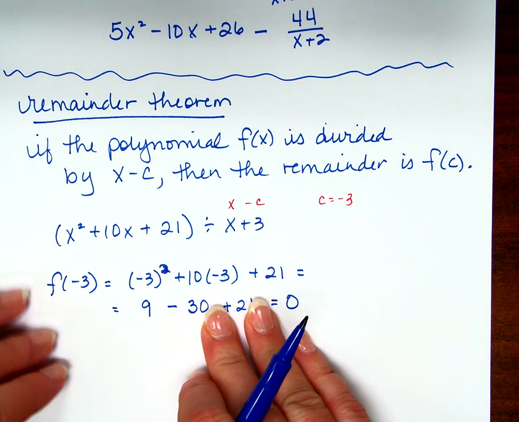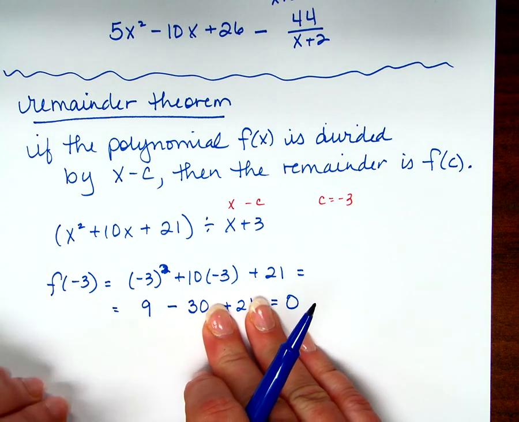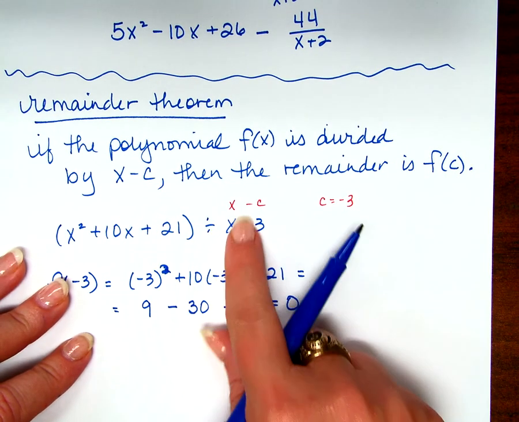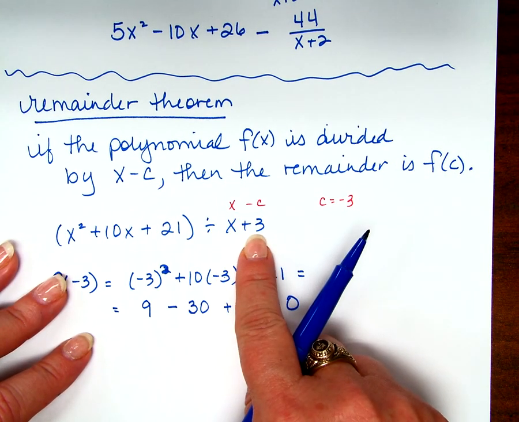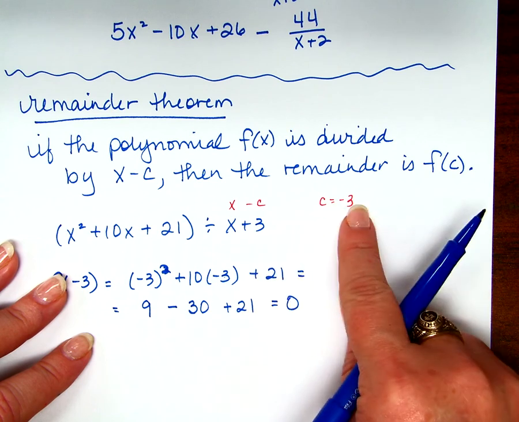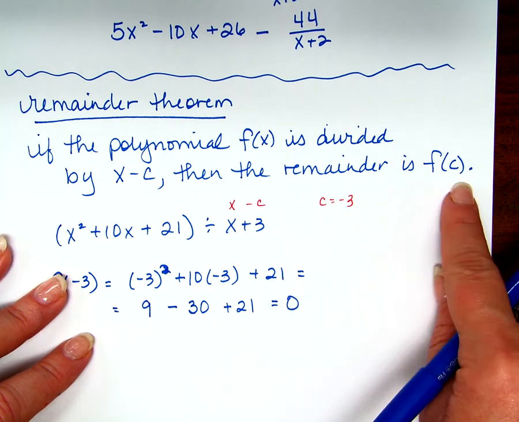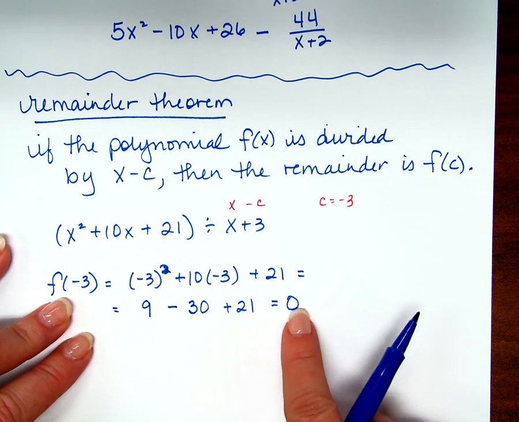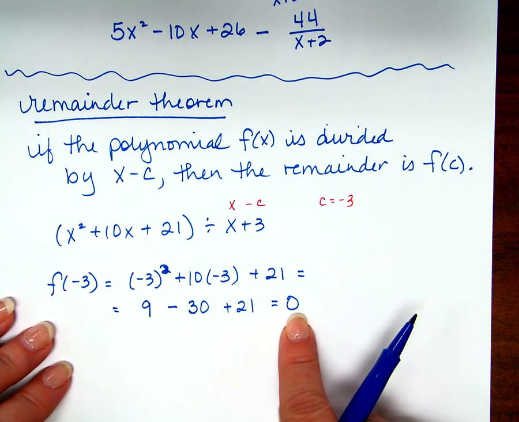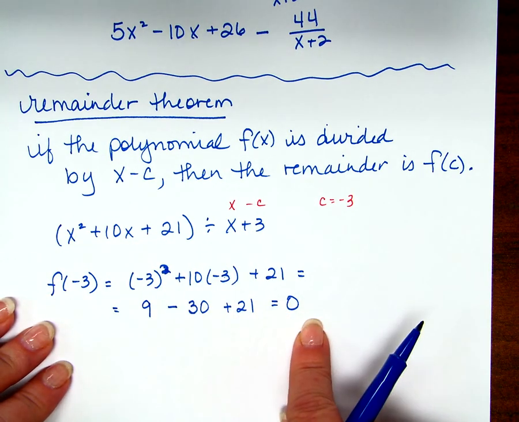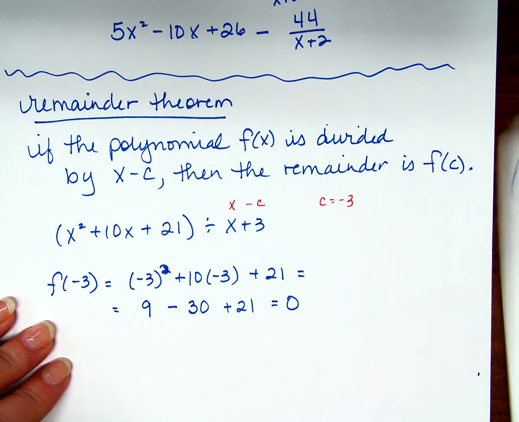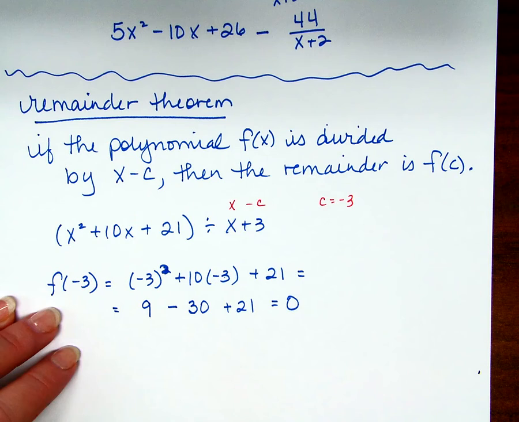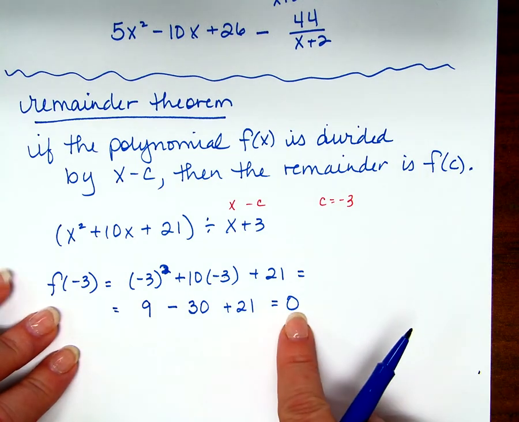Any questions about remainder theorem? So whatever c is, whatever I'm dividing by, I've got to set it equal to 0 to find out what c is. So in this case, c was negative 3. I take that and substitute it into the equation that I'm trying to divide by. This will tell me what the remainder is going to be. Now, it didn't tell me what the answer was. The answer was x plus 7 when I did the synthetic division. It doesn't tell me what the answer was, but it does tell me what the remainder is going to be.